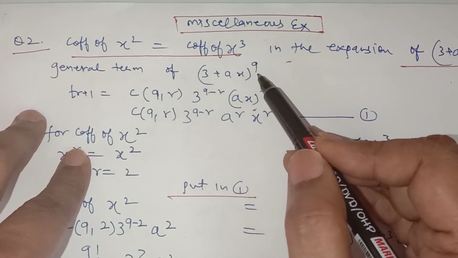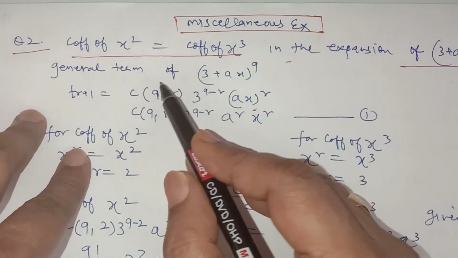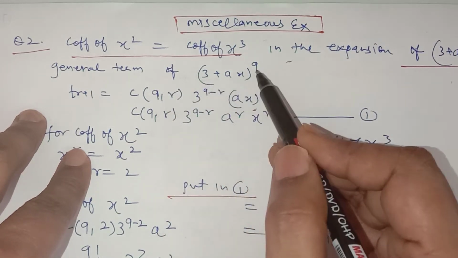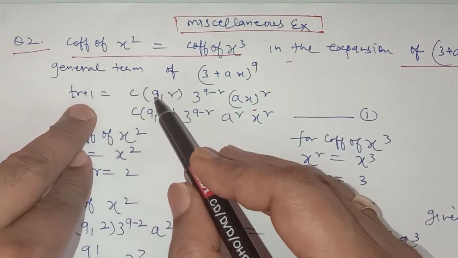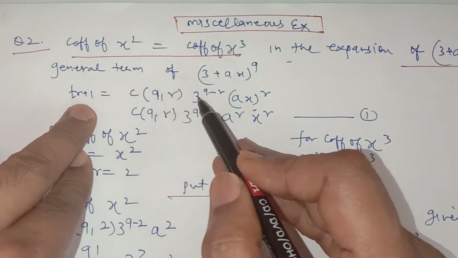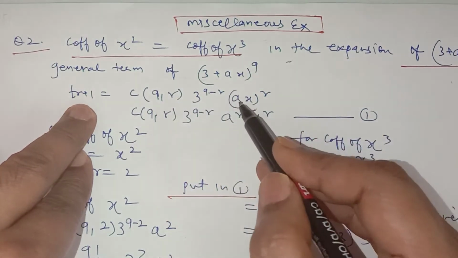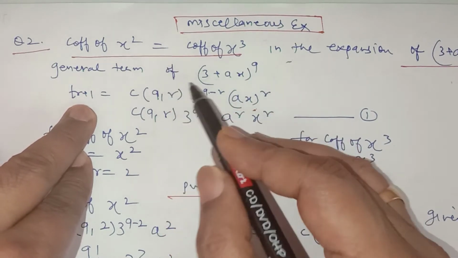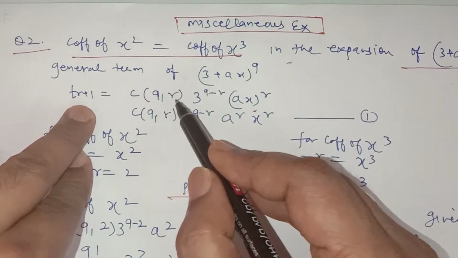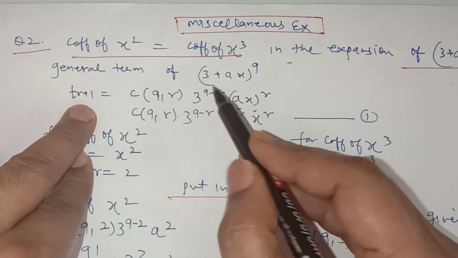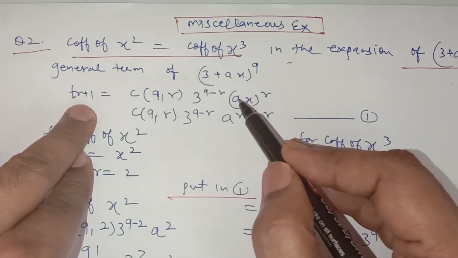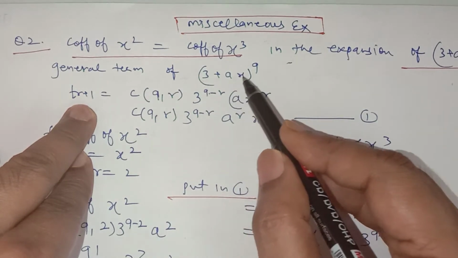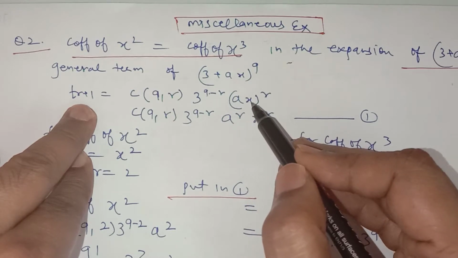the value of a. So the general term of (3 + ax) raised to power 9 is T(r+1) equals nCr, x raised to power n minus r, and y raised to power r, because whenever you have to find the coefficient of any term, you have to find its general term. So nCr, x raised to power n minus r, where x is 3, and y raised to power r, where y is ax. So a to the power r and x to the power r.